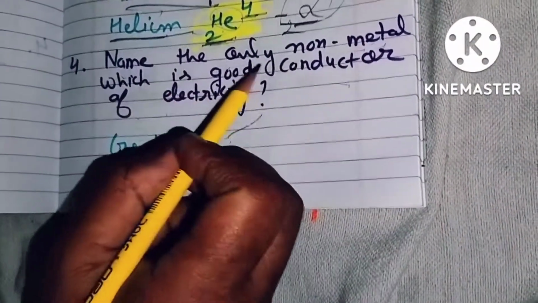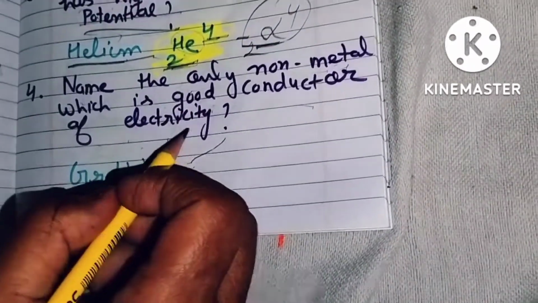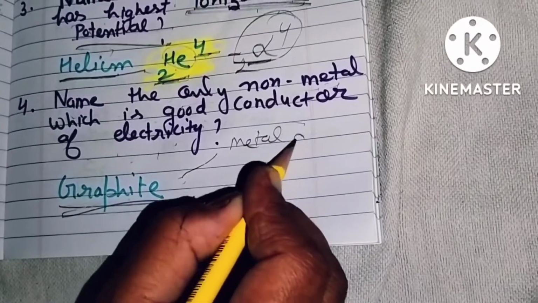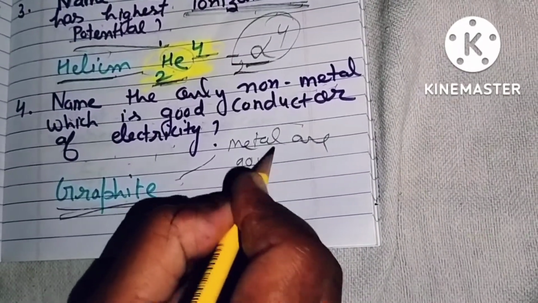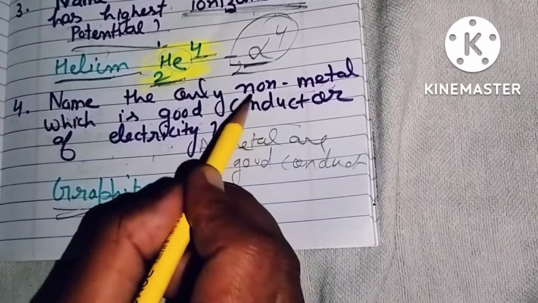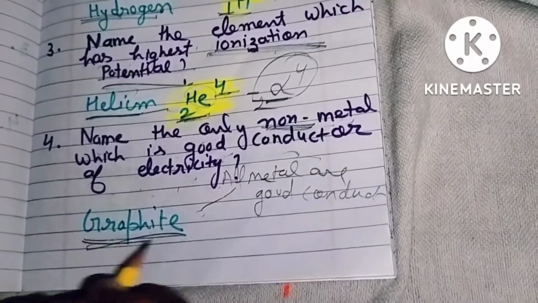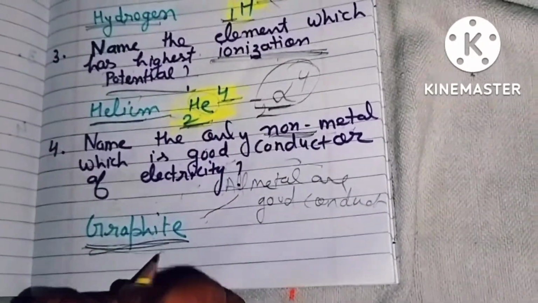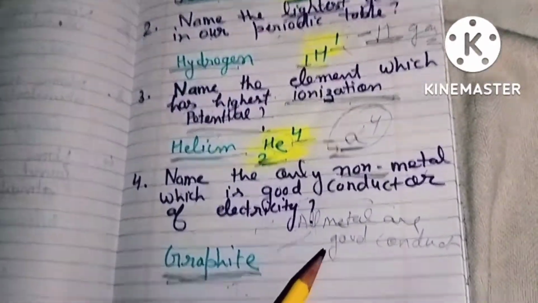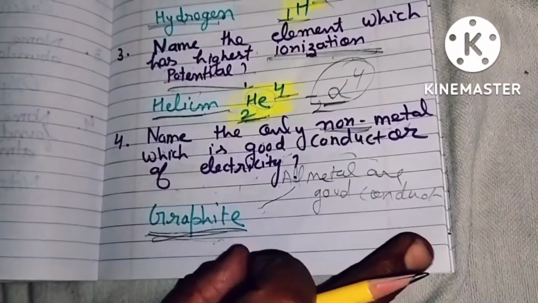Next, name the only non-metal which is a good conductor of electricity. We study that metals are good conductors. But the only non-metal which shows good electrical conductivity is graphite. It is a form of carbon. All other non-metals are bad conductors, meaning insulators.